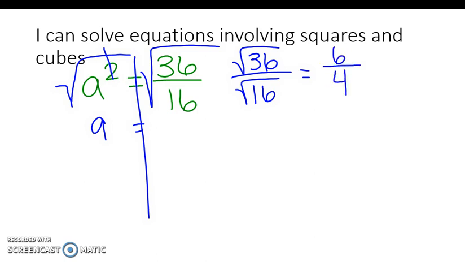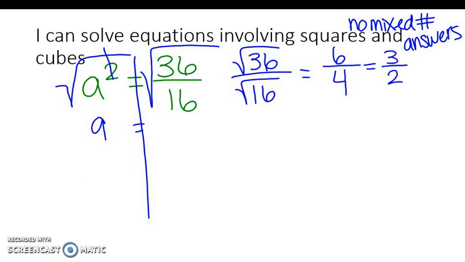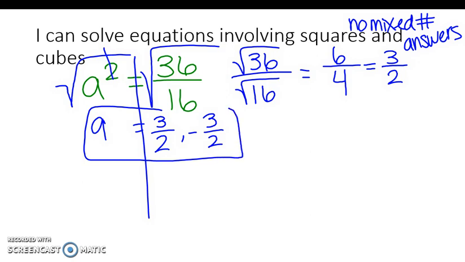Now, guys, you have to make sure that your fractions are always simplified and no mixed number answers. We talked about that with the first video. So if you take 6 ABC 4, you're going to get a mixed number of 1 1/2. Remember, hit the second ABC button to switch it back. So that equals 3 halves, 3 over 2. So the possibilities for a are 3 over 2 and negative 3 over 2. And you can just write the negative out front.